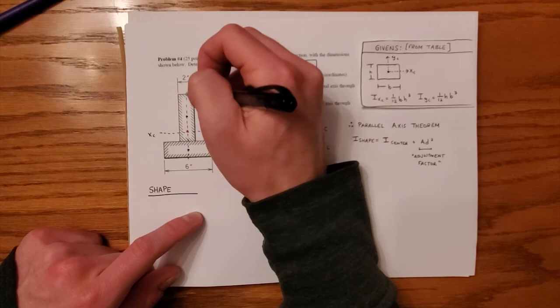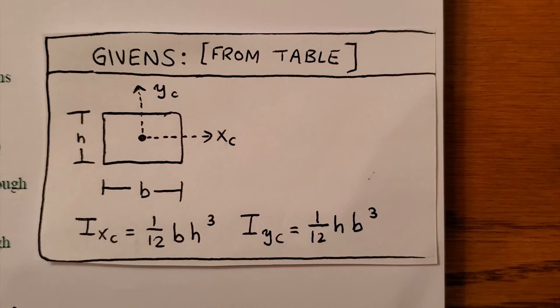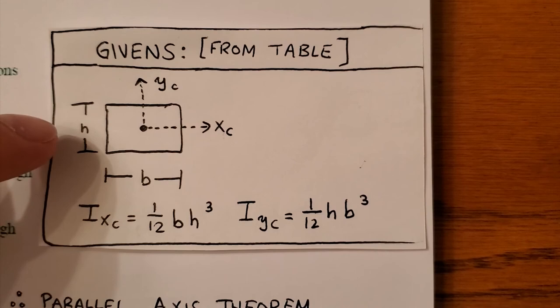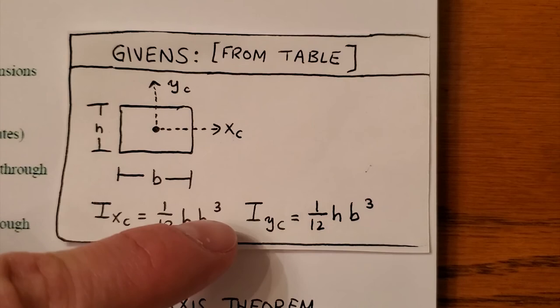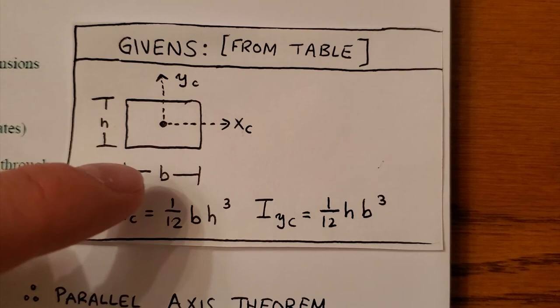Now, some things we know. If we rotate about the x centroidal axis, our moment of inertia is 1/12 base times height cubed. The reason that height is cubed is because the height is the distance perpendicular to the centroidal x-axis. And if we look at I_yc, the equation is the same, but the h and the b are flipped. So we have 1/12 height times base cubed, and the reason that base is cubed is because that is the distance perpendicular to the axis in question.